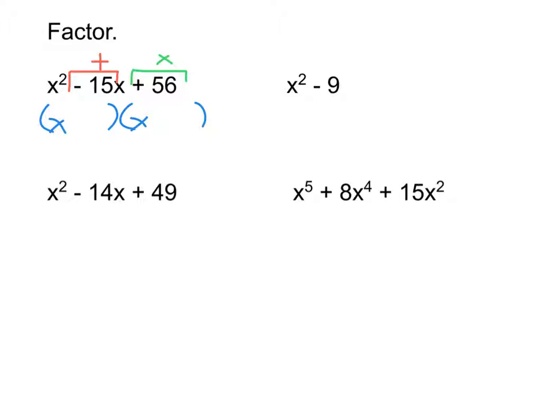But notice I need to multiply to a positive but add to a negative. That tells me that it's got to be a minus and a minus. And so we'd end up with x minus 7 times x minus 8. Or, if you wrote it as x minus 8 times x minus 7, that's still fine. You can change the order of the parentheses and it still equals the same thing.